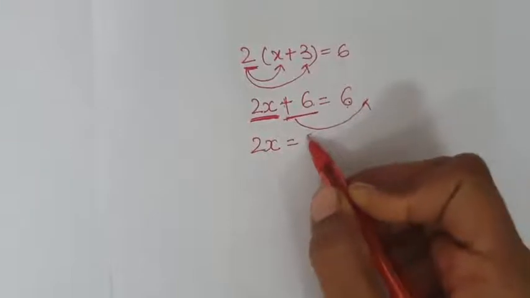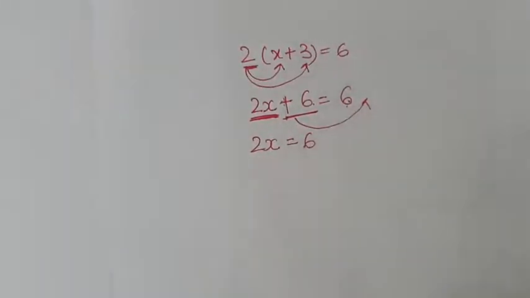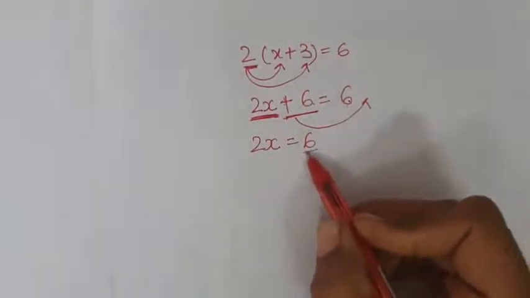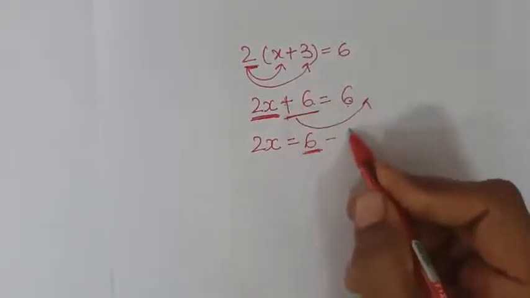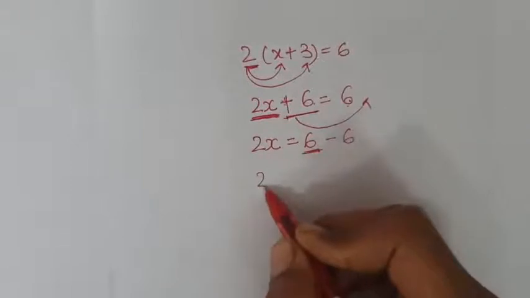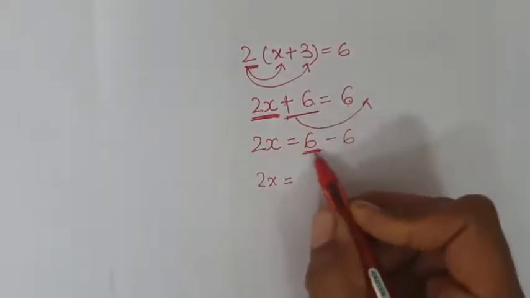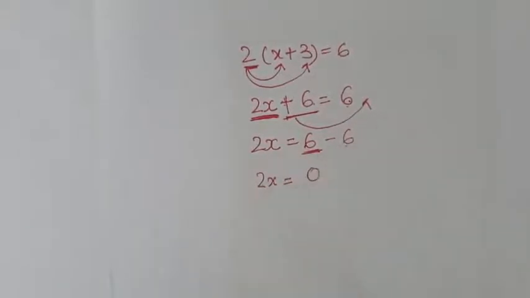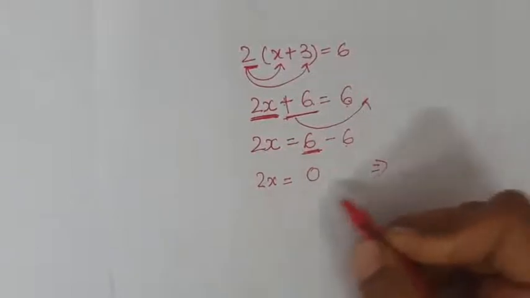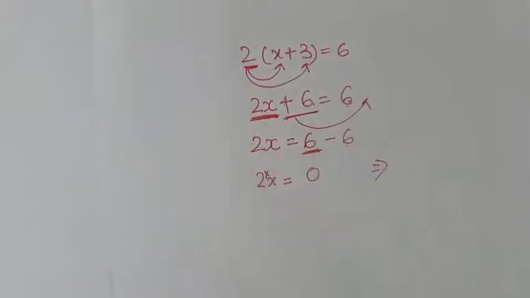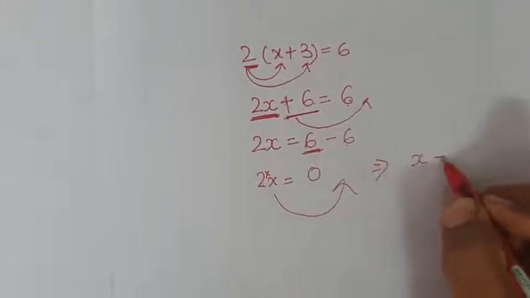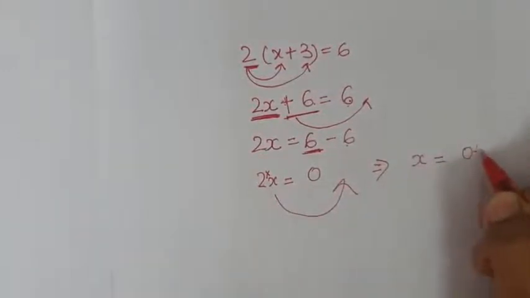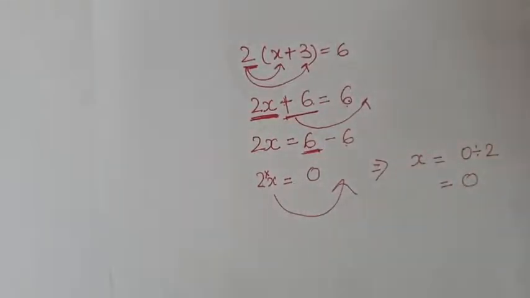Now 6, which is a number, is already there, write that number first always. 6 minus 6. Now 2x is equal to 6 minus 6, 0. Now 2 is getting multiplied here, so it will get divided. x is equal to 0 divided by 2. That gives you 0. Clear?